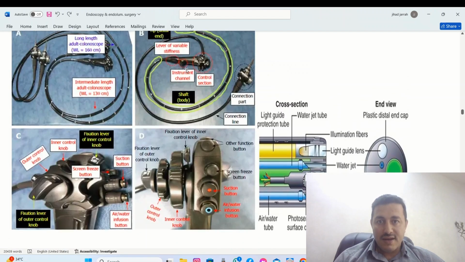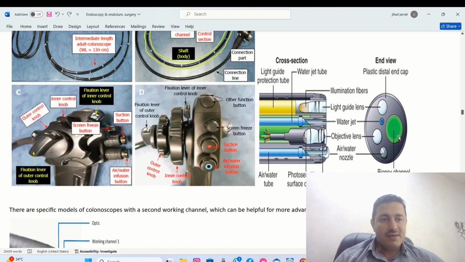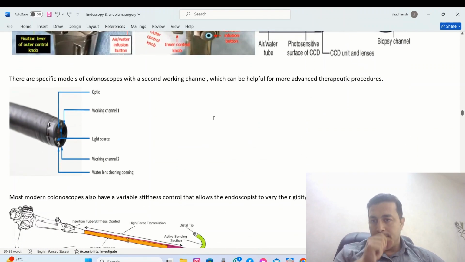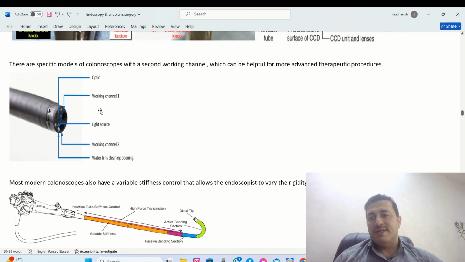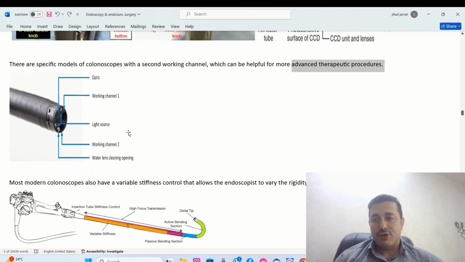We said that we insert the instrument here, we insert our wire here, it will come from here at around, they described, 5 o'clock position. I don't know, this is a 5 o'clock, yes, maybe if it will be down, it will be at the level of 5 o'clock. Of course, this is the basic, there are different types. For example, some endoscopes have two working channels. This is working channel number 1, working channel number 2 for more advanced therapeutic procedures.